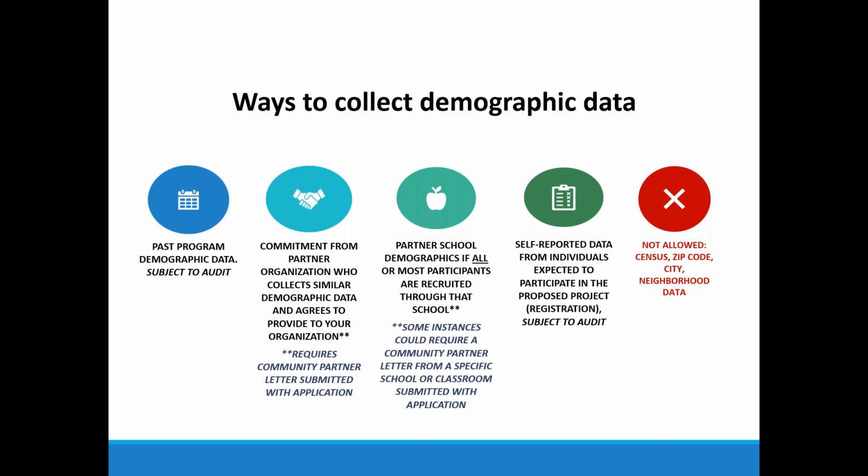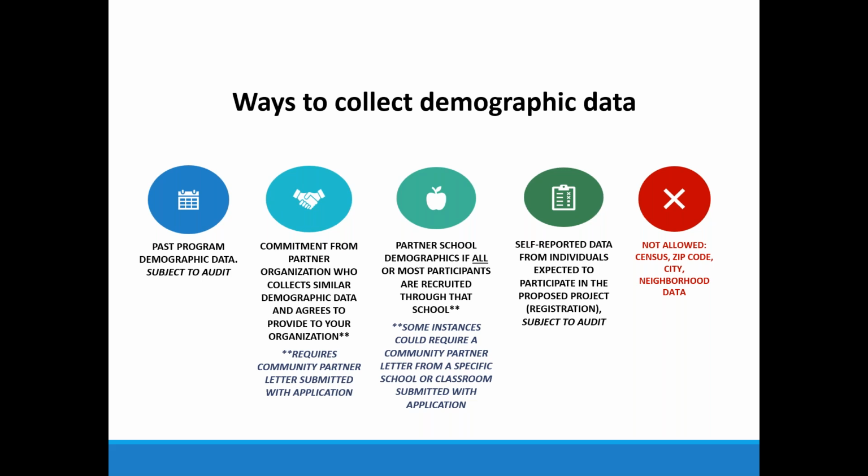Now, if you are serving, for example, all of the 4th and 5th graders at one specific Title I school, and you provide the demographic data of that specific school, that is much more reasonable. In some instances, it would be great if you could have a letter from that school that agrees they're going to work with you. And last but not least, a lot of our grantees simply do self-reported data from individuals.